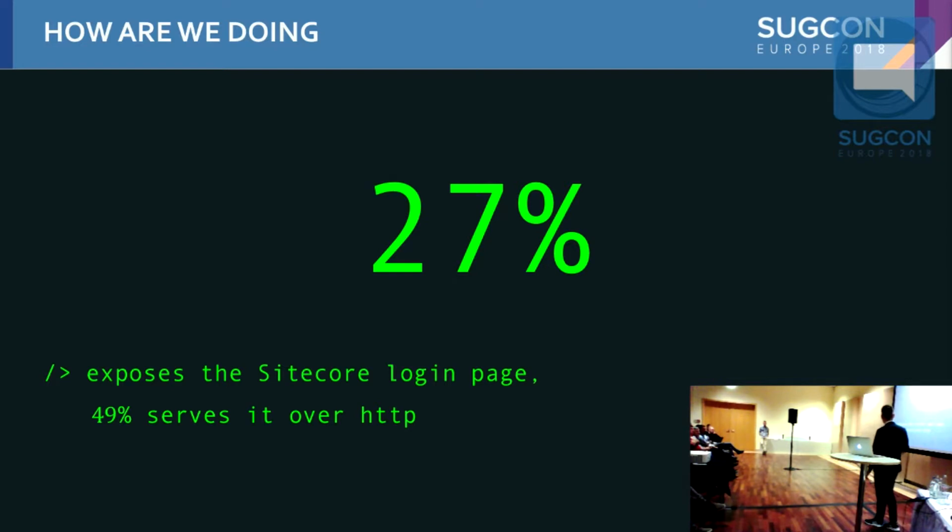27% of the visited nodes expose the SUGCON login. Just exposes it. It doesn't have to be a problem, okay? But 50% of them expose it over HTTP, so no SSL required at all. We can have a long talk if it's necessary to have a login page available on your interface with the web, okay? So it's probably pretty nice to have it behind a VPN or something like that, okay? But it is not criminal in itself.